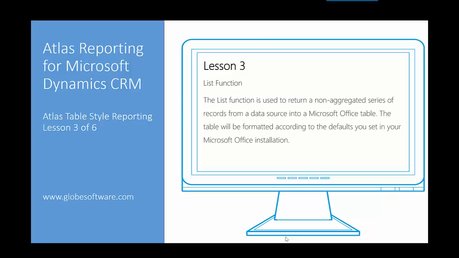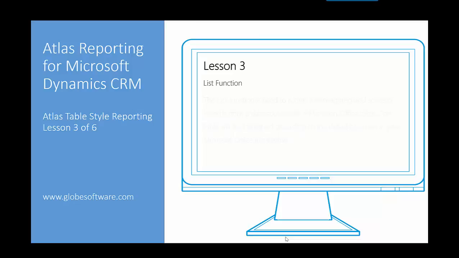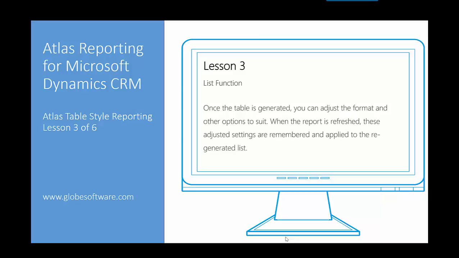List. The list function is used to return a non-aggregated series of records from a data source into a Microsoft Office table. The table will be formatted according to the defaults you set in your Microsoft Office installation. Once the table is generated, you can adjust the format and other options to suit. When the report is refreshed, these adjusted settings are remembered and applied to the regenerated list.